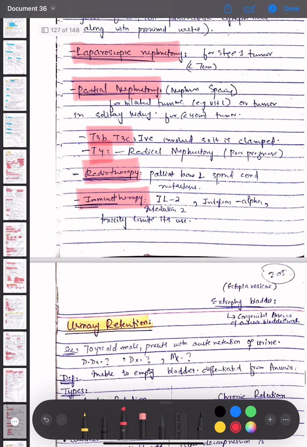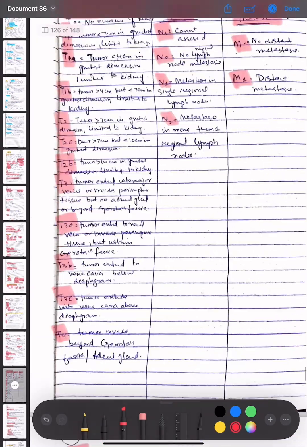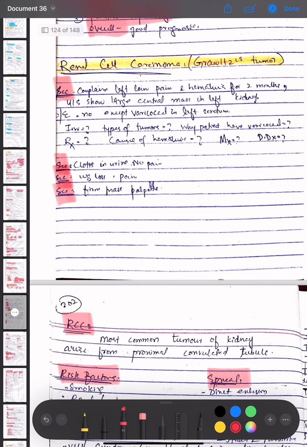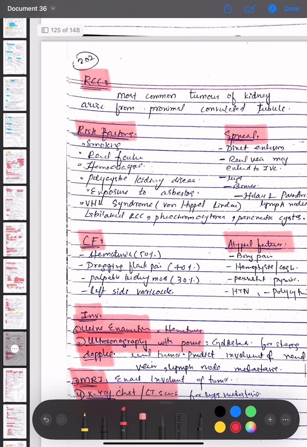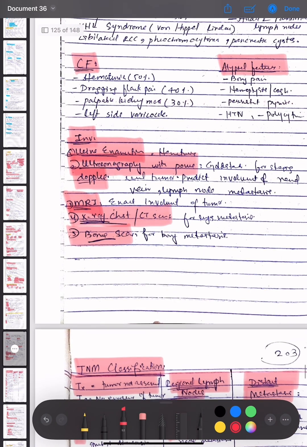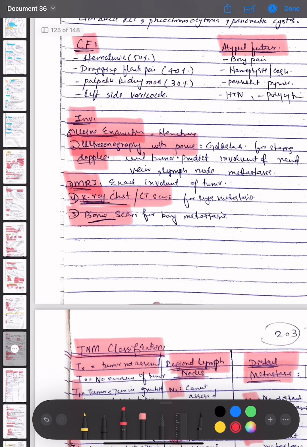Okay, so we have discussed renal cell carcinoma, which is the most common tumor of the kidney and arises from the proximal convoluted tubule. Then we discussed its risk factors, the spread, the clinical features and the atypical features, then the investigation options, which are urine examination, ultrasonography, MRI, X-ray chest, and bone scan.